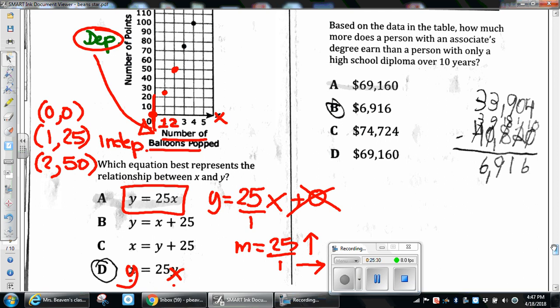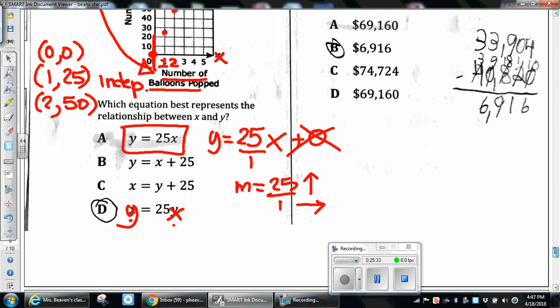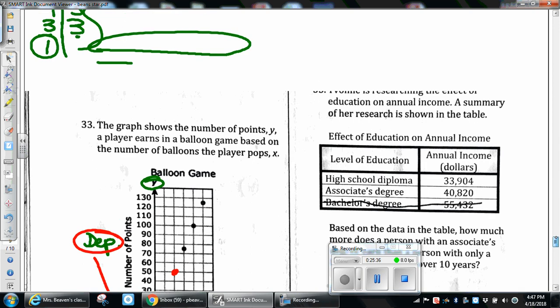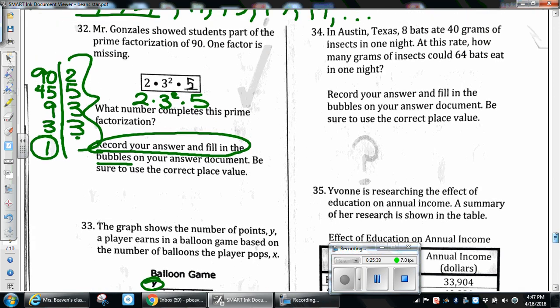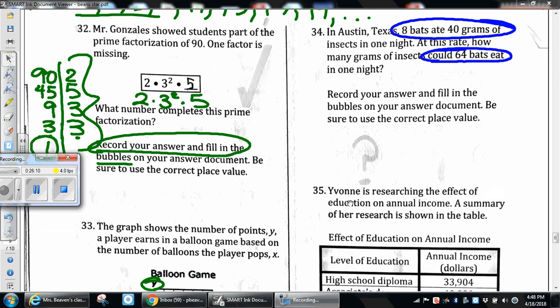Okay, so next question. Okay, so we need to go up. So we go to 34. In Austin, Texas, a bat ate 40 grams of insects in one night. At this rate, so same rate, how many grams of insects could 64 bats eat? So this is very easy. It's going to be a proportion.